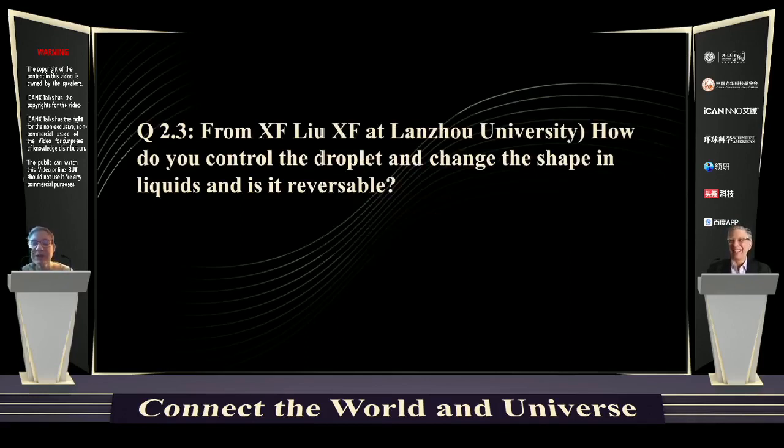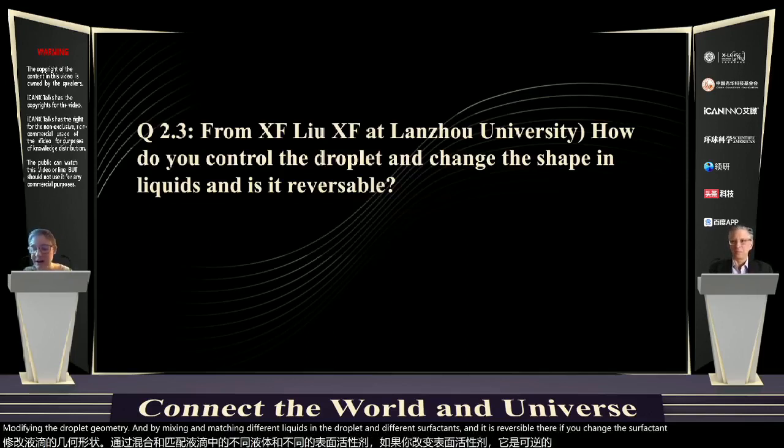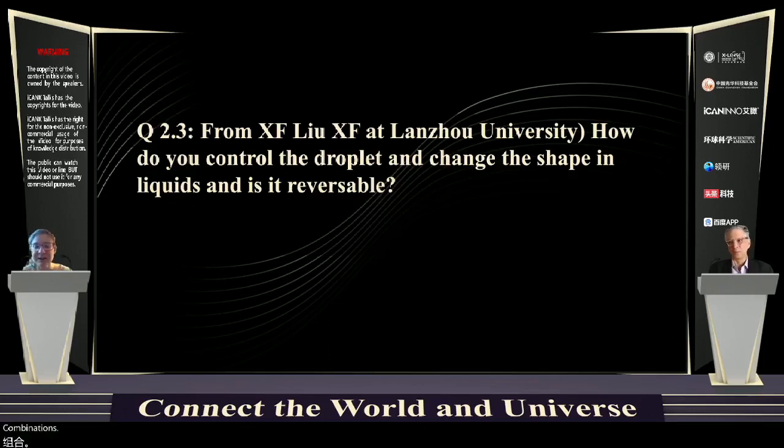Yes, so we do change the droplet shape, and we do this by adding different surfactants. I didn't spend a lot of time in the talk discussing what surfactants we used and how we do this, but we do have some other publications on that if you're interested in reading a little bit more. But we basically have this whole platform that we've developed for modifying the droplet geometry by mixing and matching different liquids in the droplet and different surfactants, and it is reversible. So if you change the surfactant combinations or concentrations, then the droplet will respond reversibly.